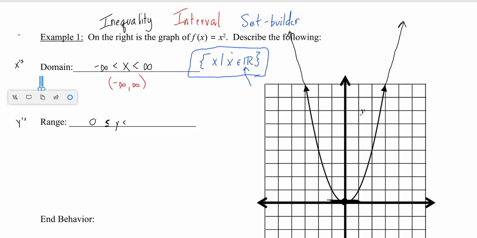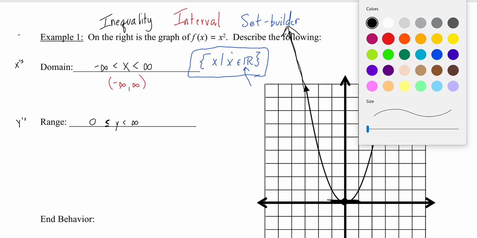And then this graph is going up infinitely. In fact, it's going up infinitely on the left-hand and right side. So that means it's going up forever. So the range is every y value greater than or equal to 0 and less than infinity. All right, in interval notation, we'll do that in red.